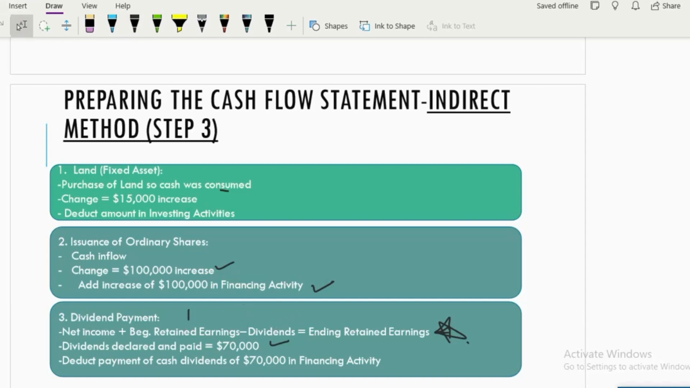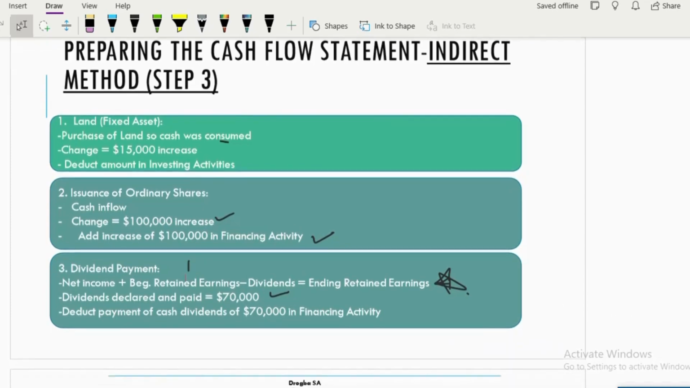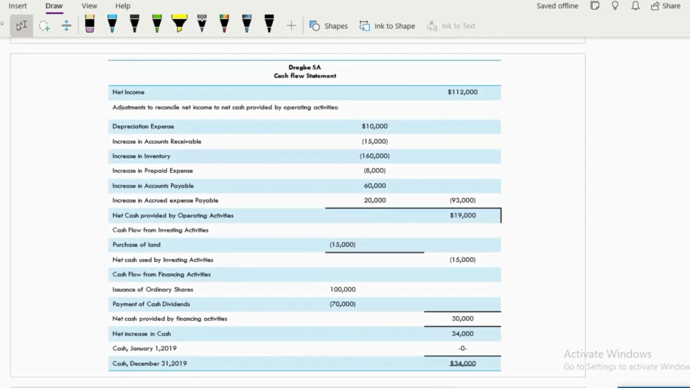So let's check how the total effect on the cash flow statement looks. Here's the full cash flow statement. I already explained operating activities. We had only one investing activity, purchase of land. It took the money, so it's an outflow. And then financing activities, we have two. One is bringing the money, one is taking the money.